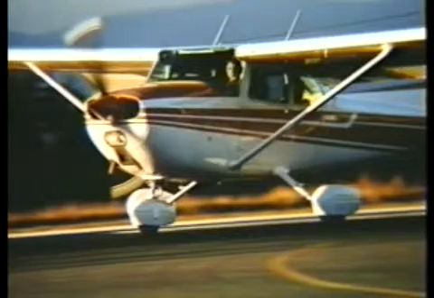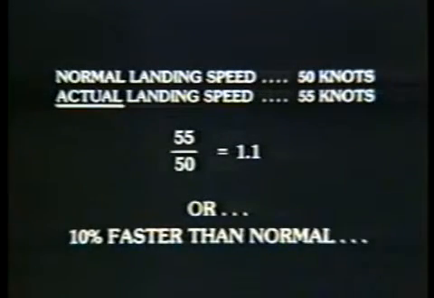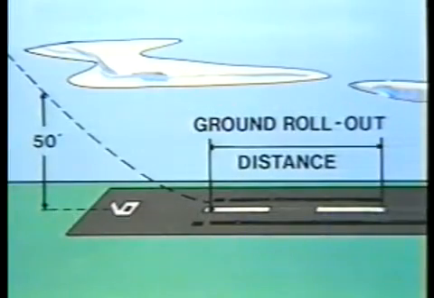Let me tell you why. Rollout distance is increased by the square of the ratio of the actual touchdown speed to the normal landing speed. So, if an airplane that's supposed to be landed at 50 knots is planted at 55 instead, and we're talking about forcing it on the runway at a 10% higher airspeed, now that 10% increase in airspeed is going to require 21% more distance on rollout, assuming that all other factors are equal. Okay? Remember now, we're talking about ground rollout distance here, not total landing distance over a 50-foot obstacle.